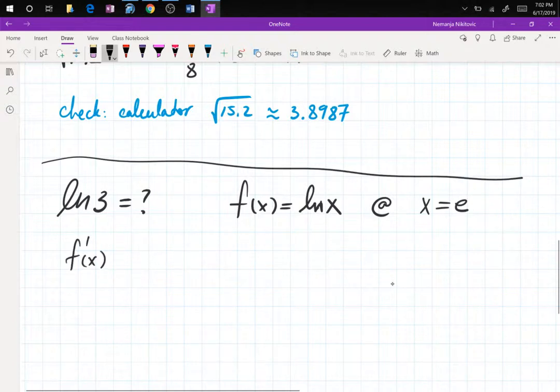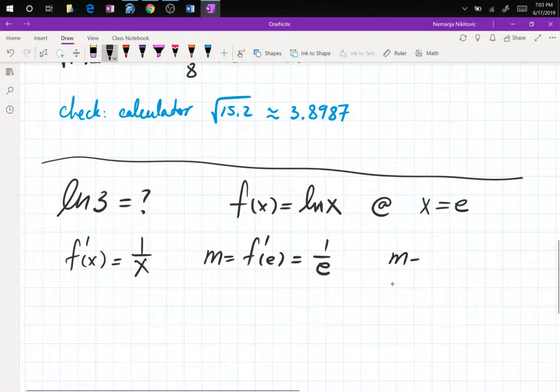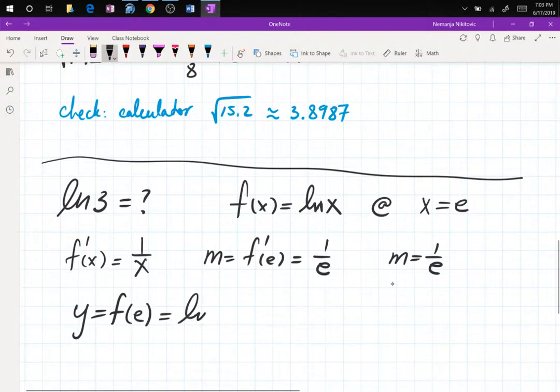First derivative, we all know how this goes. First derivative of ln x is 1 over x. So slope is the first derivative computed at the point, so 1 over e. We have the slope is 1 over e. The y is the function computed at e, and that's ln e, and that's 1. So we have a point (e, 1).